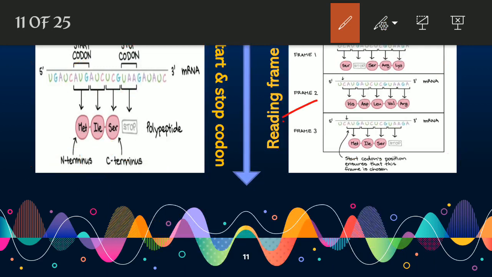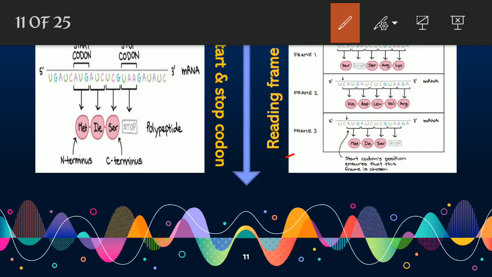Let's consider frame 2. Here we see that the translation begins at C, and different amino acids are getting translated. But the problem here is that there is no stop signal to stop this translation process, and this continues to form an improper protein. So even this is not a desirable case.